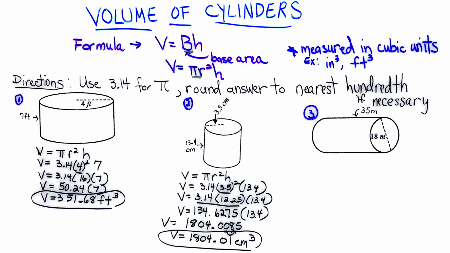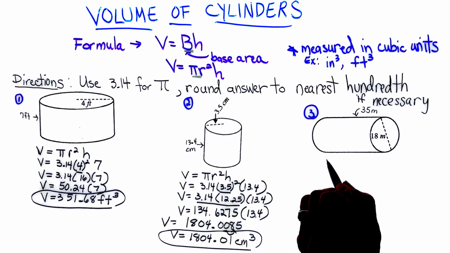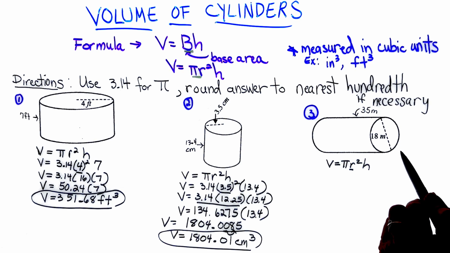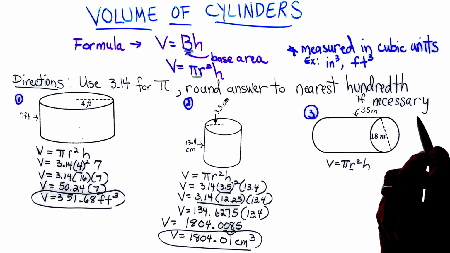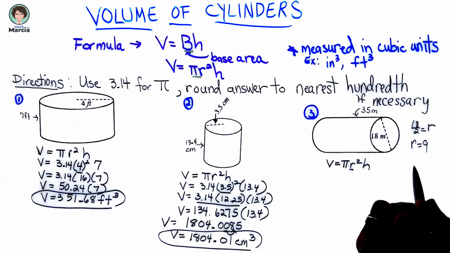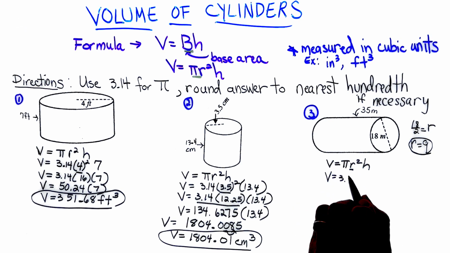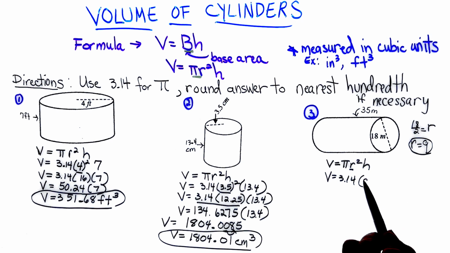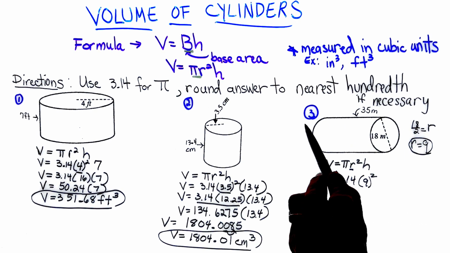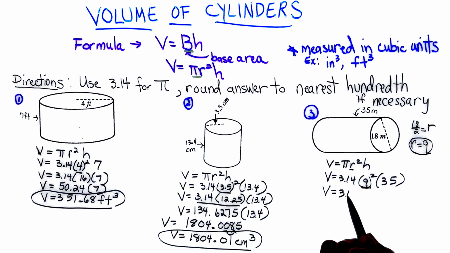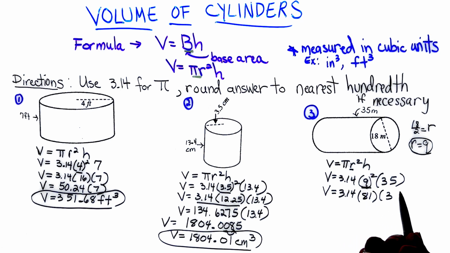All right, for our last one, I'm noticing that for my formula, volume is equal to pi r squared h, I need to have a radius, but they gave me a diameter. So remember, the diameter is always divided by 2 in order to find your radius. So our radius is going to be 9. That's the value we will be substituting in for radius. So volume is equal to 3.14 times our radius of 9 squared, and the height is 35. Again, we always want to make sure we square first. So 3.14, 9 squared is 9 times 9, which is 81, times 35.